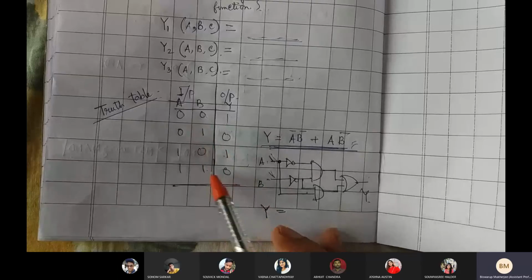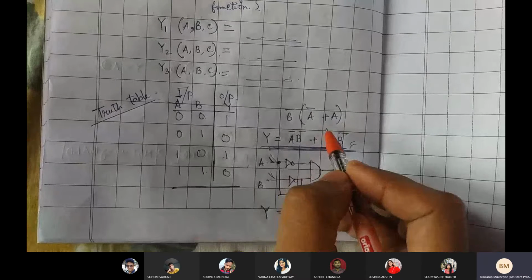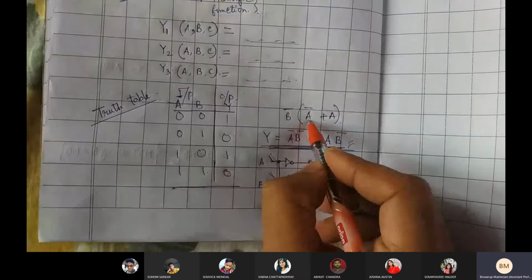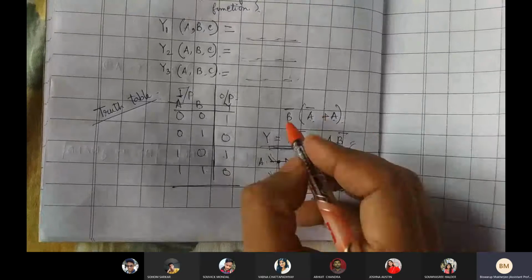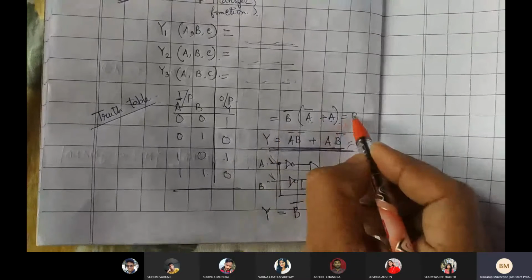So I'll write that as B complement. Even right from here, if you take B bar common, it becomes A bar plus A. A bar plus A means that is equal to 1. One is 0, another is 1, so 0 plus 1 means 1. So that is nothing but equal to B bar.